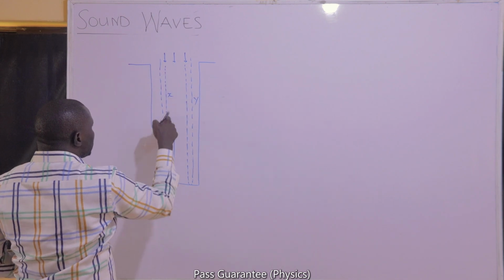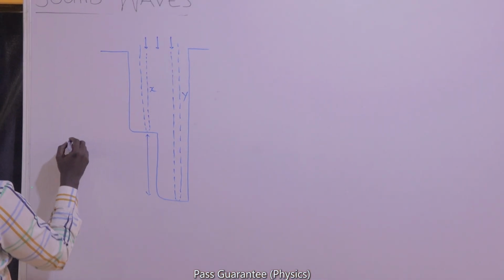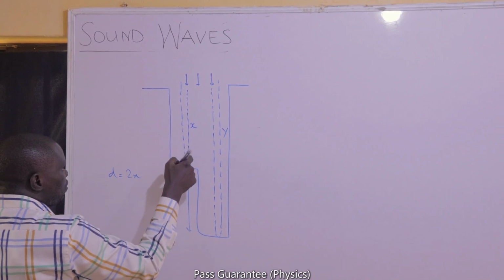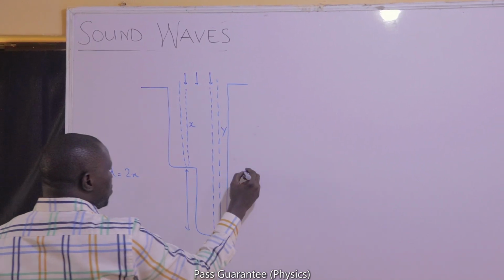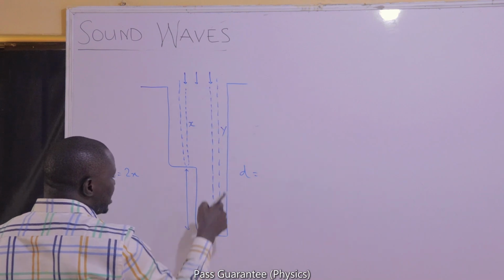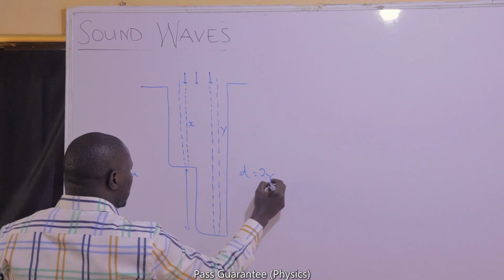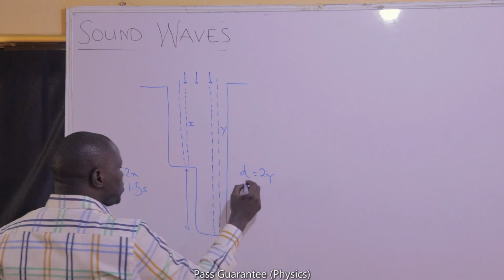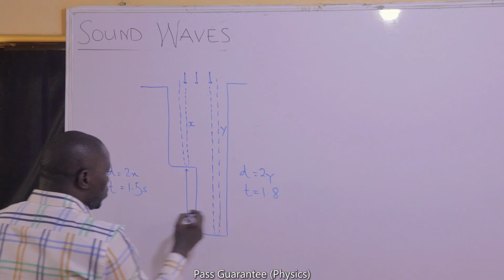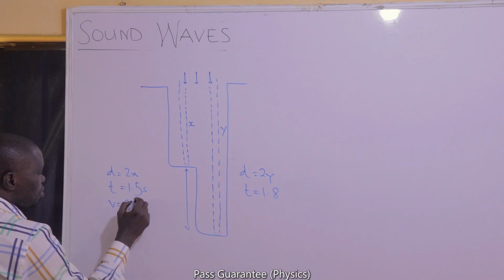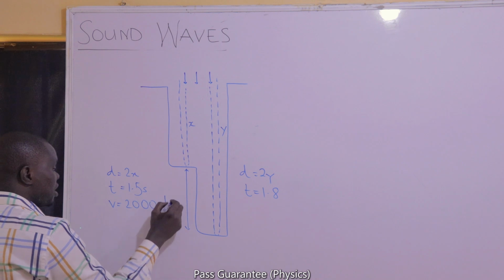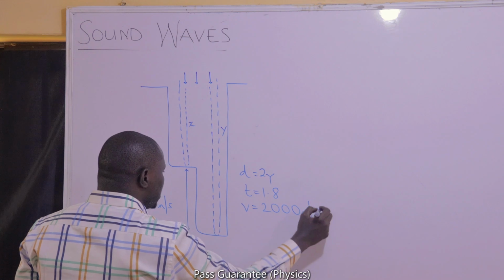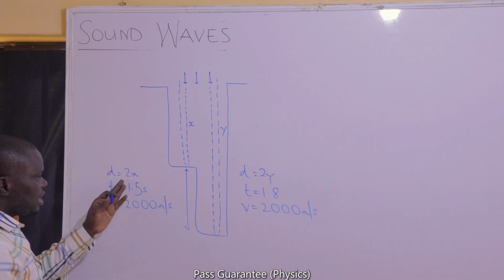So the first pulse that was returned must have traveled a distance that is equal to 2x. It came down by x, and it was reflected, and it went up by x. The second pulse must have traveled a distance that is equal to y plus y, that is 2y. So the time spent here is 1.5 seconds. The time spent here is 1.8 seconds. We are given the velocity of the pulse in both cases, 2,000 meters per second. If that is the case, I can now find x here and y here.